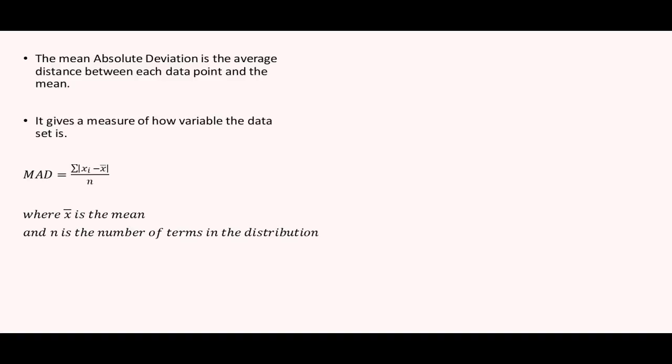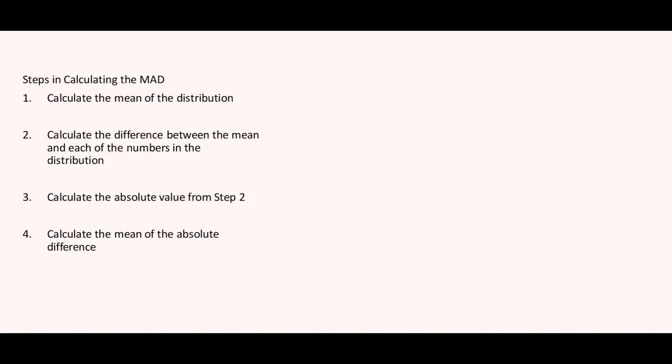The mean absolute deviation is the sum of the differences between each of the data points and the mean, divided by the number of data points that we have.